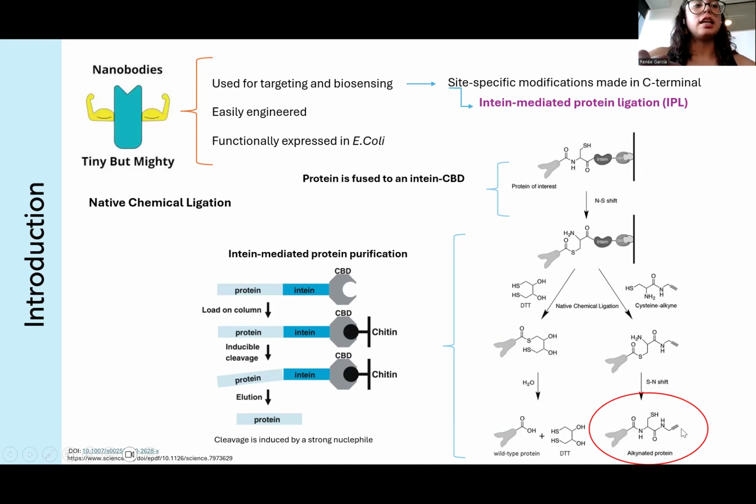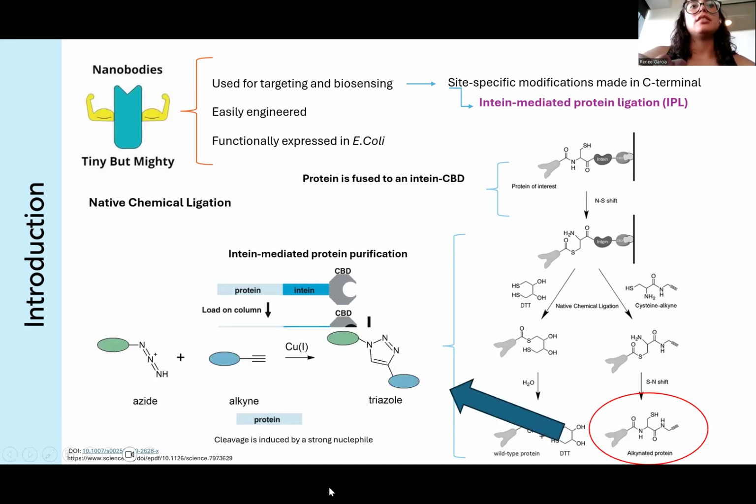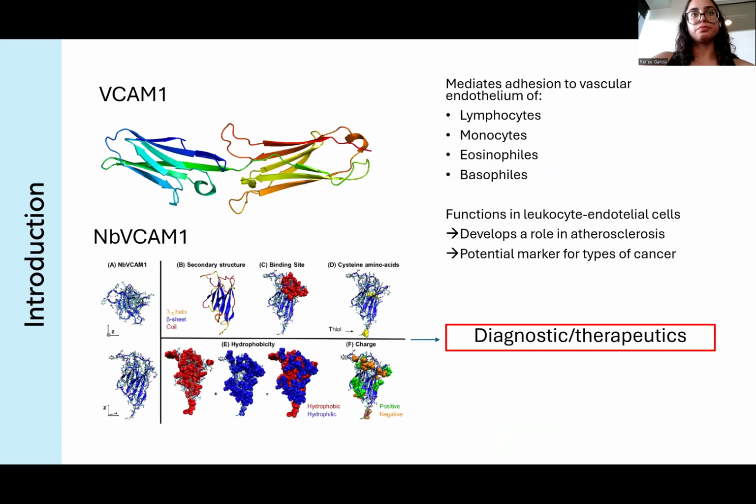This alkyne is available for click chemistry, which is explained in this image, where an azide-containing molecule is united with an alkyne to give this triazole, which is useful for the binding of the nanobodies to target proteins.